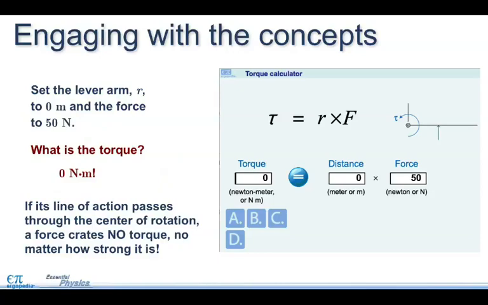So think about it. If you're trying to open that door by pushing on the door right where the hinge is, you would not be applying a torque. Even though you could press as hard as you wanted to, the door still would not open.